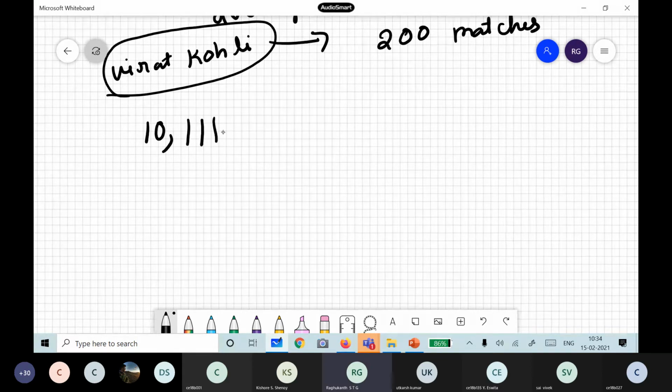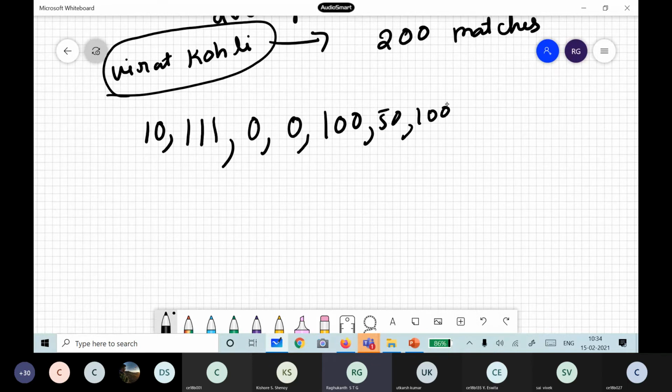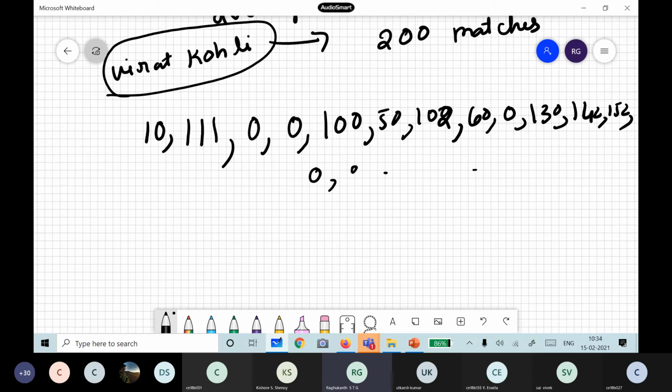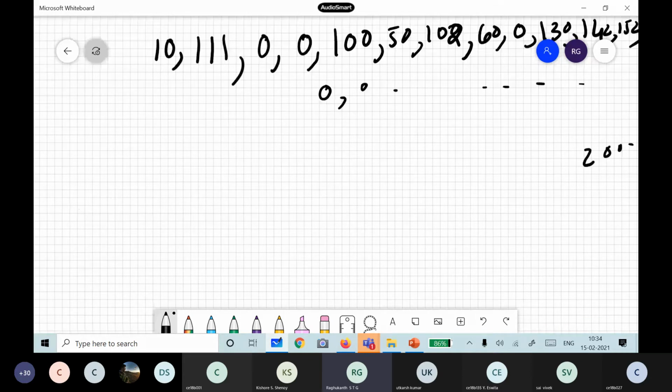In the second match, he hit a century, 111, then ducks out. Then once again a century, then 50, then once again a century, then 1 or 2 runs, then 60, then a duck, then 130. Then he hits successive centuries, say 142, 152, and then a duck. Like this, you will have all his data up to 200 matches, so 200 samples. Now, if you want to find the probability or the return period for Kohli hitting runs of more than 100.